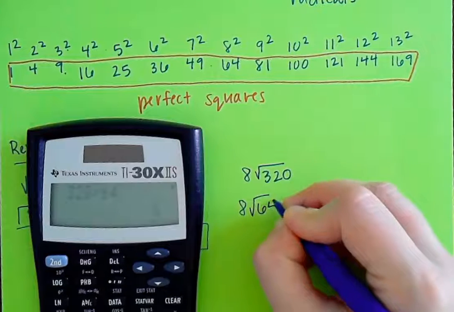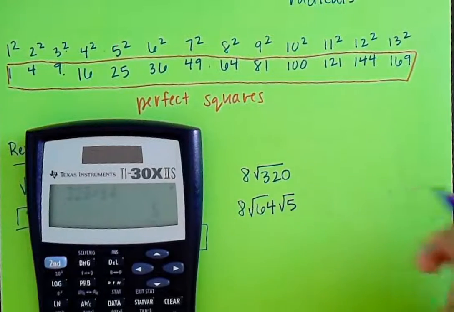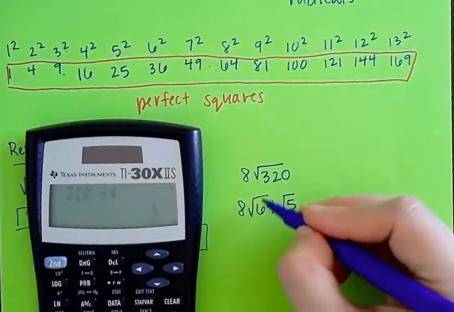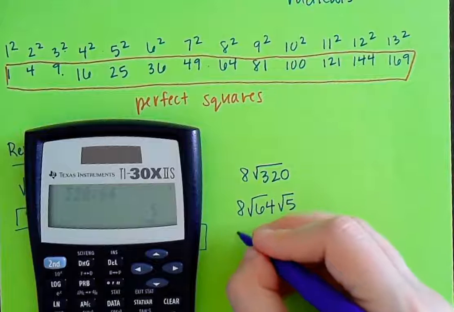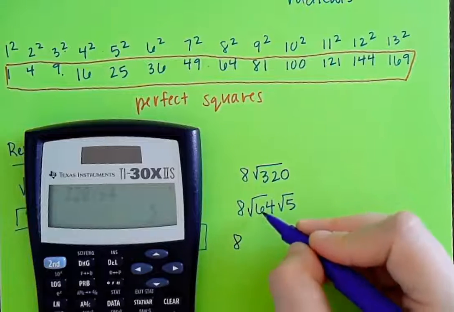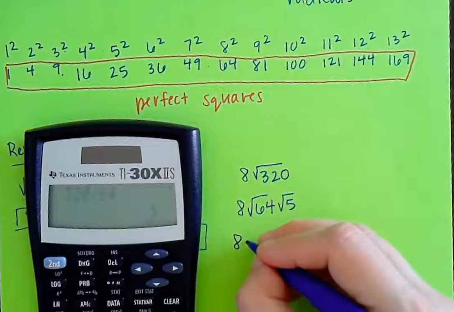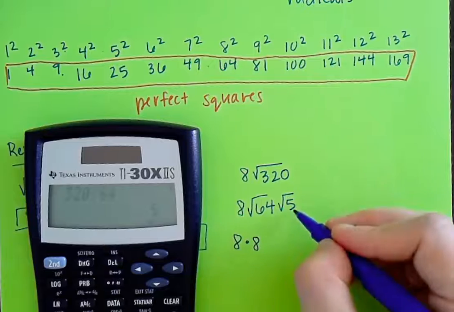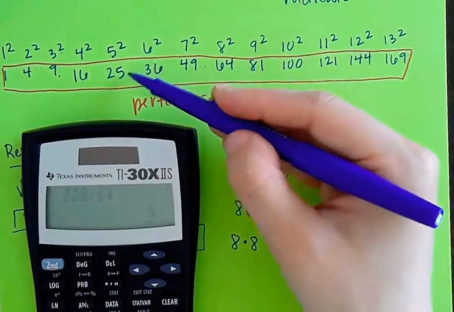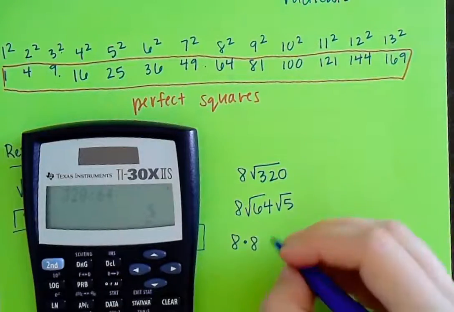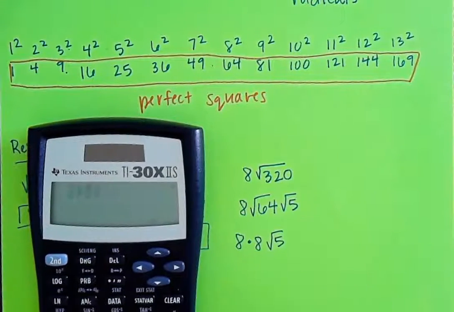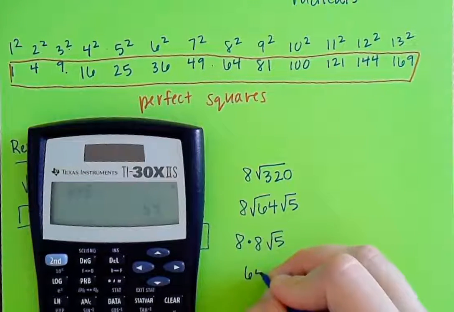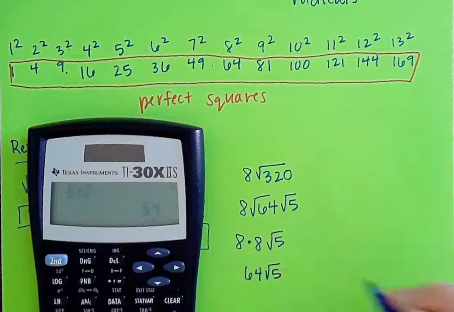So the square root of 64 times the square root of 5. Now, what is the square root of 64? It's 8. So now I'm going to drop down that 8 out in front. We said the square root of 64 is 8, so times 8. Do we know what the square root of 5 is? Is that not on my perfect squares list? Nope, so it stays square root of 5. So now we're going to take 8 times 8 and get 64 root 5.